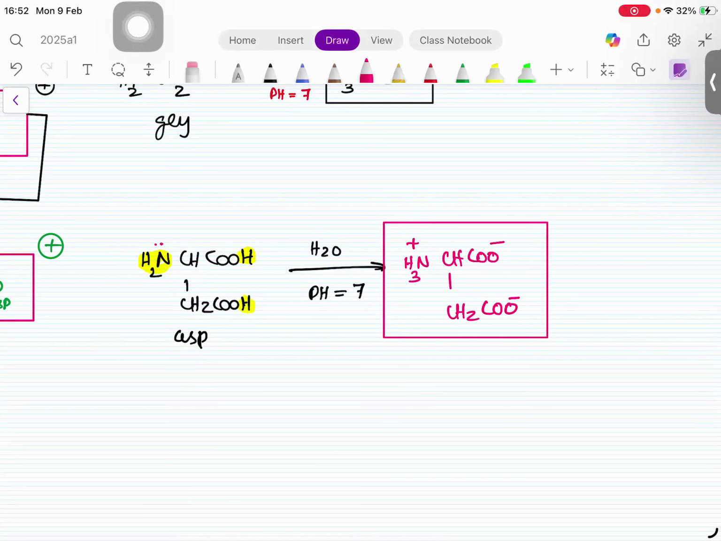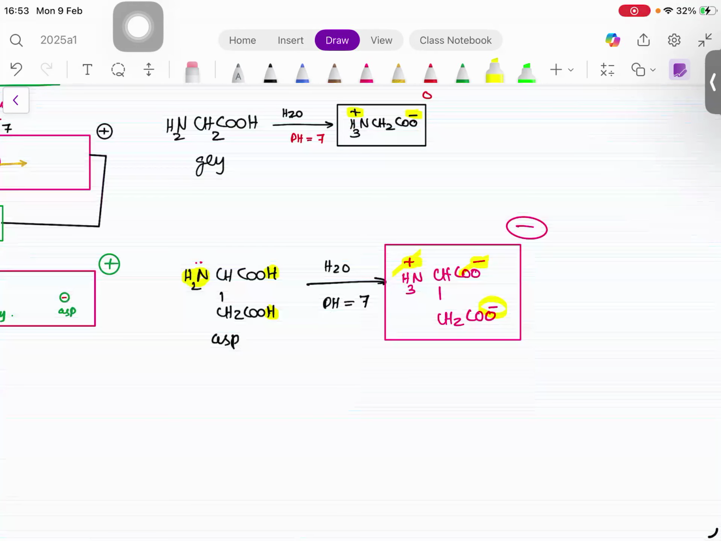What will be the overall charge at this point? Negative. Yes. Why negative? Overall charge is negative because this is one positive, this is one negative, and this is one negative. They cancel out, so overall one negative. Similarly, if you look at this NH2CH, COOH, and then CH2 4 times NH2.